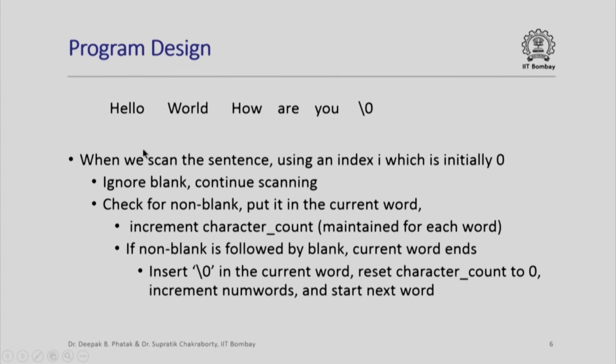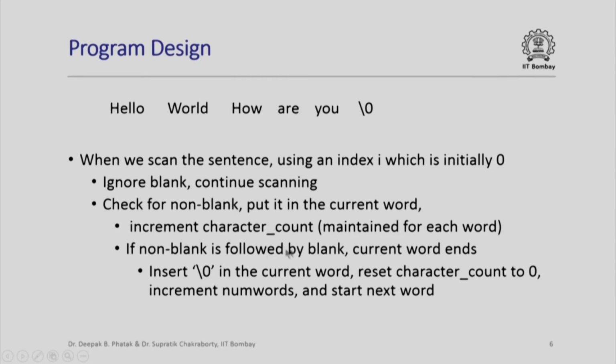Somewhere we will come across non-blank characters. When we check for a non-blank character, we will have to put it in the current word. So, obviously, the current word, the word count and the character count for that word will all have to be initialized properly. Since we are going to use a two-dimensional array, the current word will be indicated by an index which refers to a different row of word when the word changes. Within a word, we will increment the character count which is maintained for each word.